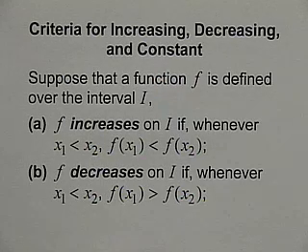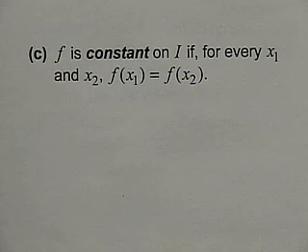f increases on I if, whenever x1 is less than x2, f of x1 is less than f of x2, and f decreases on I if, whenever x1 is less than x2, f of x1 is greater than f of x2, and then f is constant on the interval I if, for every x1 and x2, f of x1 is equal to f of x2. Let's go ahead and take a look at some examples that involve us finding increasing, decreasing, range, and domain.